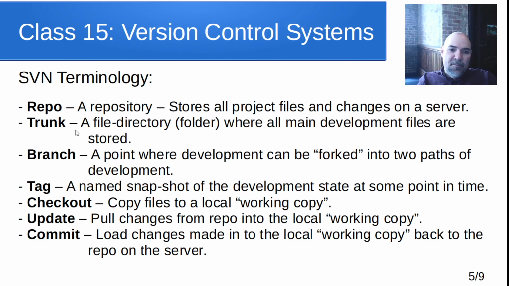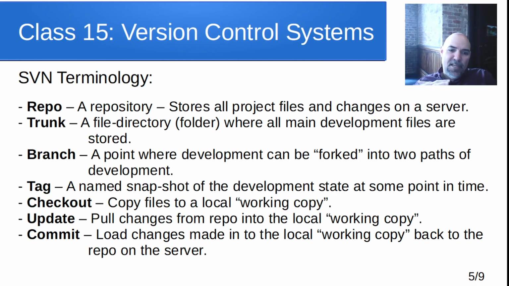The trunk is kind of a file directory where all the main development files are stored. That would be like the base folder that we showed in that example. A branch is a point where development can be forked into multiple paths. You can actually have SVN handle that. So if you're making a game and you decide, I want to make 2 versions of this, one that is the multiplayer one that's the desktop, or one that's the Steam version, one that's the mobile version. So you could create a branch and then fork that into 2 different development paths from that point on.